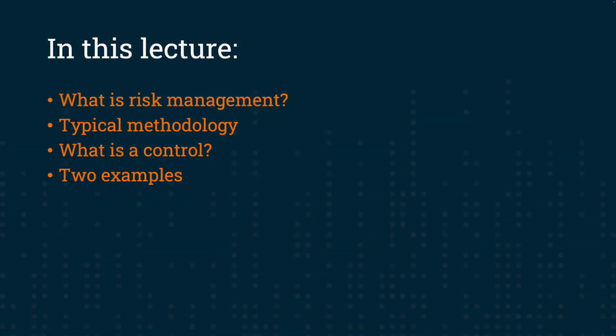I ain't playing. In the following 2 lectures here of this course introduction, I want to talk a little bit more about risk management. If you are unfamiliar with risk management, then the objective of the next 2 lectures is to make you a little more familiar with that. So here I'm going to answer what is risk management. We're going to talk about the typical risk management methodology or formula. I'm going to define for you what a control is. And then we're going to close by looking at 2 concrete examples.